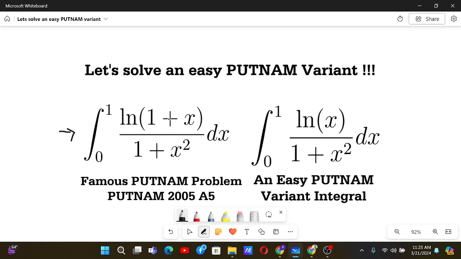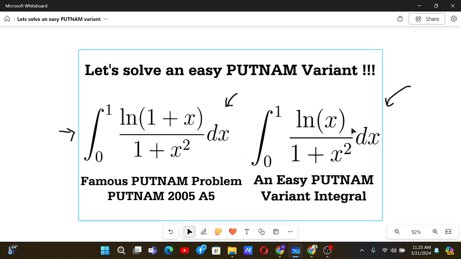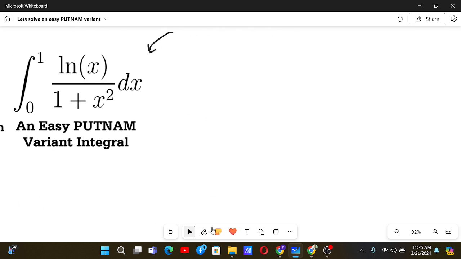You can find one of the nicer solutions by Bree the math guy. This appeared in Putnam in 2005 A5. Now let's solve a slight variant of this problem, where instead of n plus 1 plus x we have x. This one is not too hard, but the tool it uses is the beta gamma function. For this one you don't need a beta gamma function, but for that one you do need such tools. Now how do we begin solving this problem?